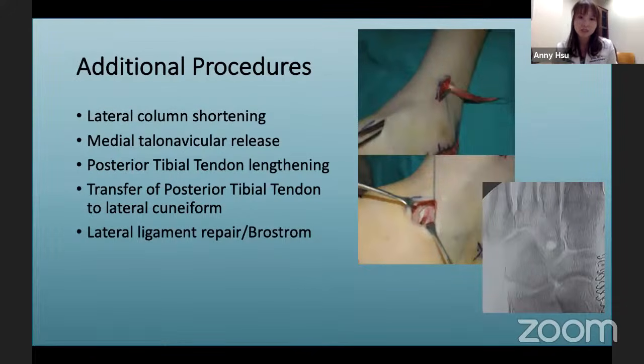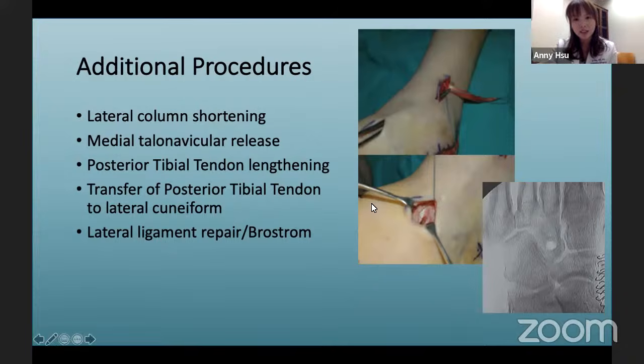So additional procedures that I don't automatically do, but I do keep in the back of my mind if needed, is, as I had previously mentioned, the lateral column shortening, which I want to emphasize is typically done after medial talonavicular release, because you're going to have a tightened capsule medially that is preventing your correction from being realized. So soft tissue first, and then if that's underpowered, doing a lateral column shortening.